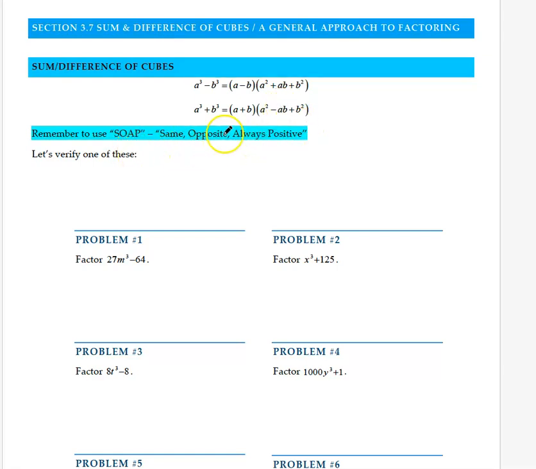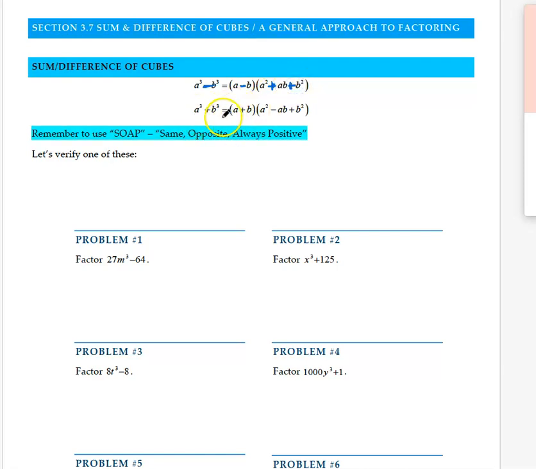So the thing to remember here is to use SOAP. SOAP stands for same, opposite, always positive. What I mean by that is if this sign is a minus, then we're going to have the same sign there. The next sign is going to be the opposite of what we have, so this one will be a plus. And then that last one is always going to be positive.